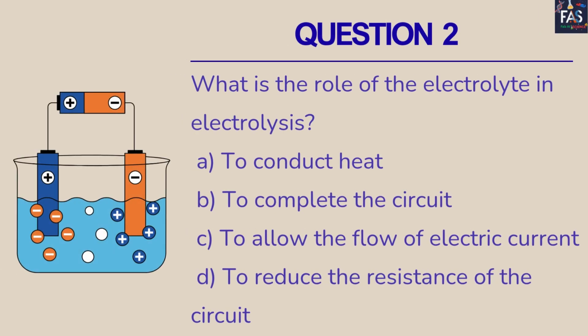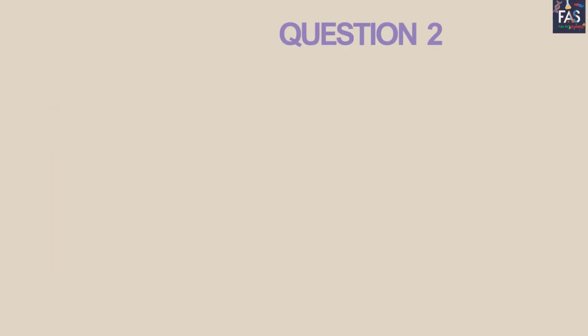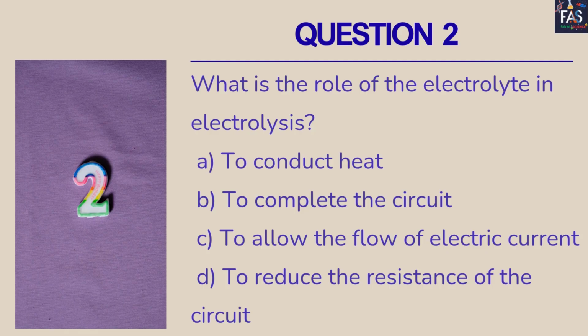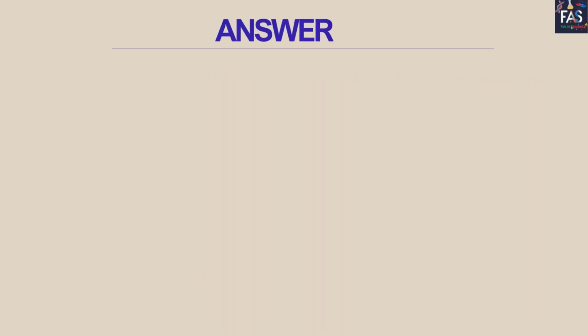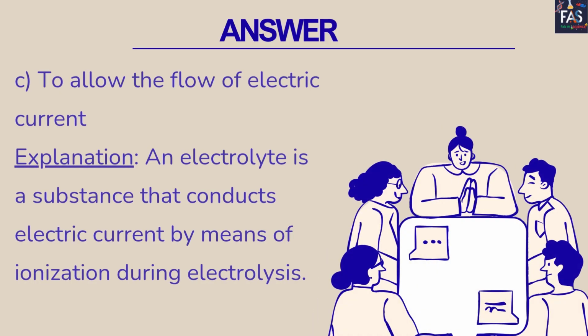Question 2. What is the role of the electrolyte in electrolysis? A. To conduct heat. B. To complete the circuit. C. To allow the flow of electric current. D. To reduce the resistance of the circuit. Answer C. To allow the flow of electric current. An electrolyte is a substance that conducts electric current by means of ionization during electrolysis.